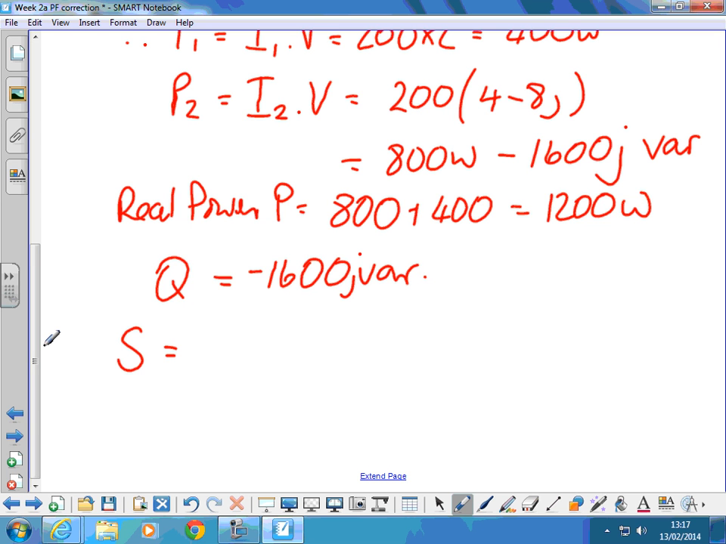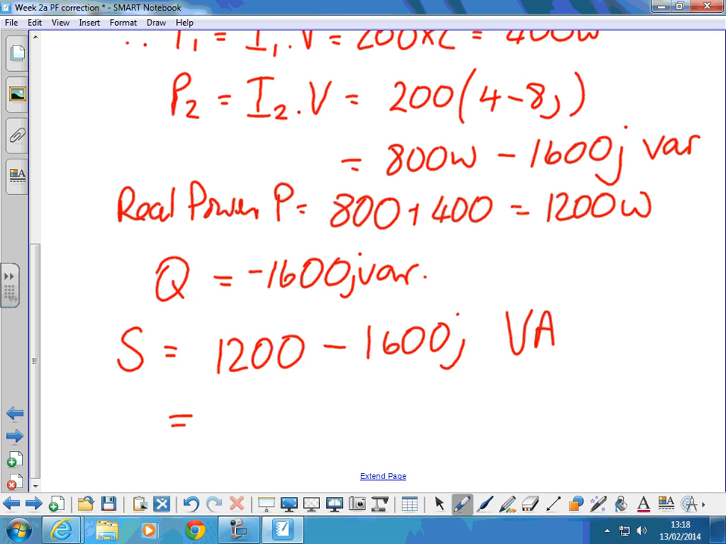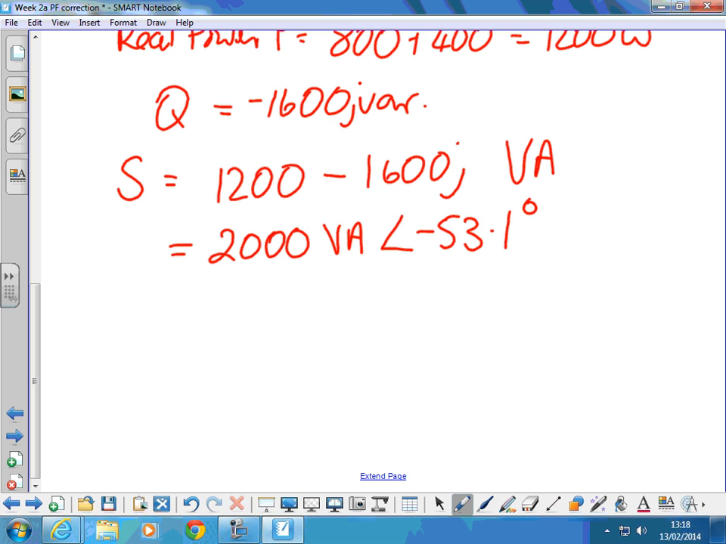We're going to draw a triangle in a minute. Daniel, how do we do this then? Yes, you've got to take the total P, which we've said is 1200, minus 1600 j VA, okay, and then we can convert that to polar form. What is it? 53.1 degrees will do. Okay.